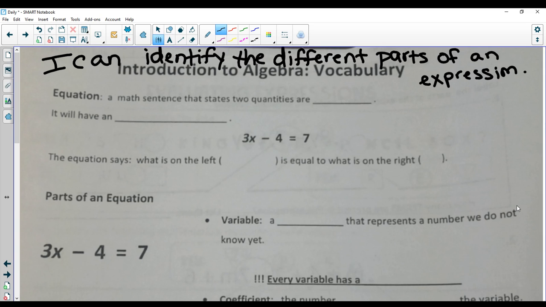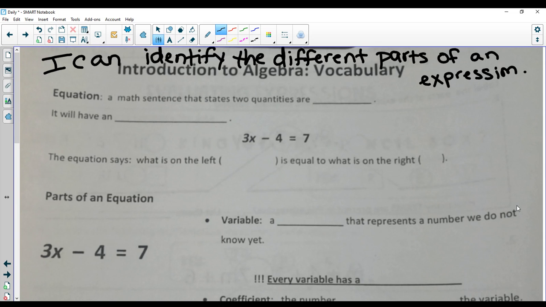So today's I Can statement is: I can identify the different parts of an expression. And algebra has different vocabulary to break down the different parts of the expression. Each little piece of the expression represents something different, or has a different word, per se.